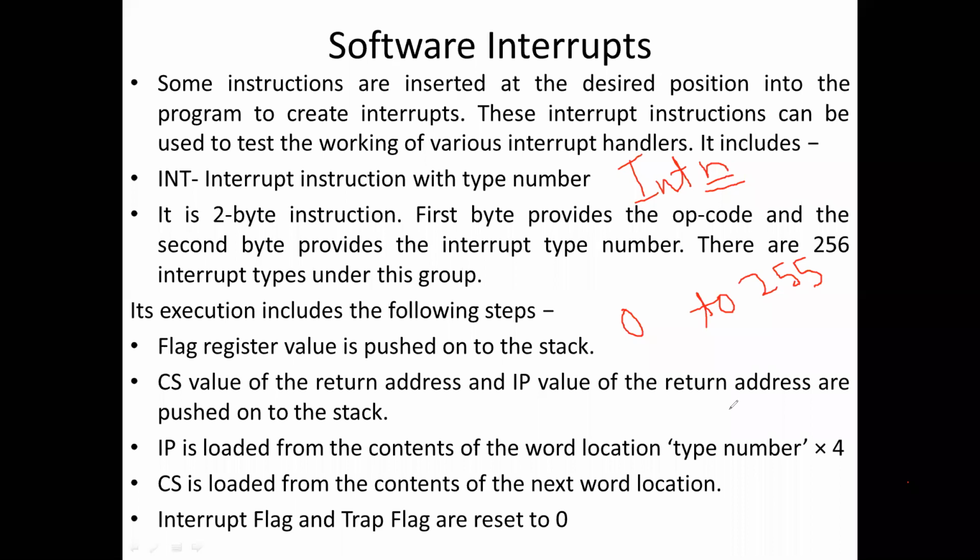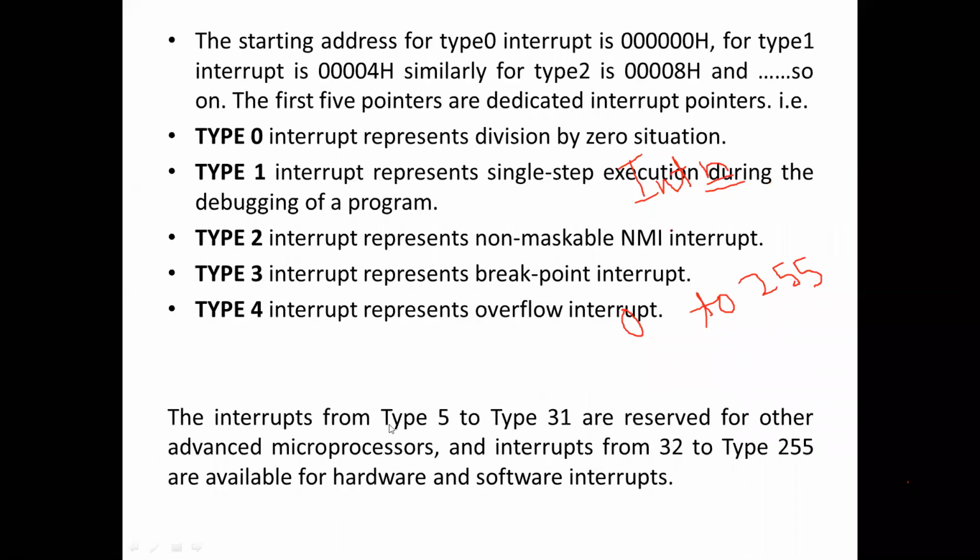Now, for example, there are 5 important interrupts. These are named type 0, type 1, type 2, type 3, and type 4. Type 0 is the interrupt that represents the division by 0 situation. If by any chance the content is divided by 0, it will produce an error. This error will be indicated by type 0.